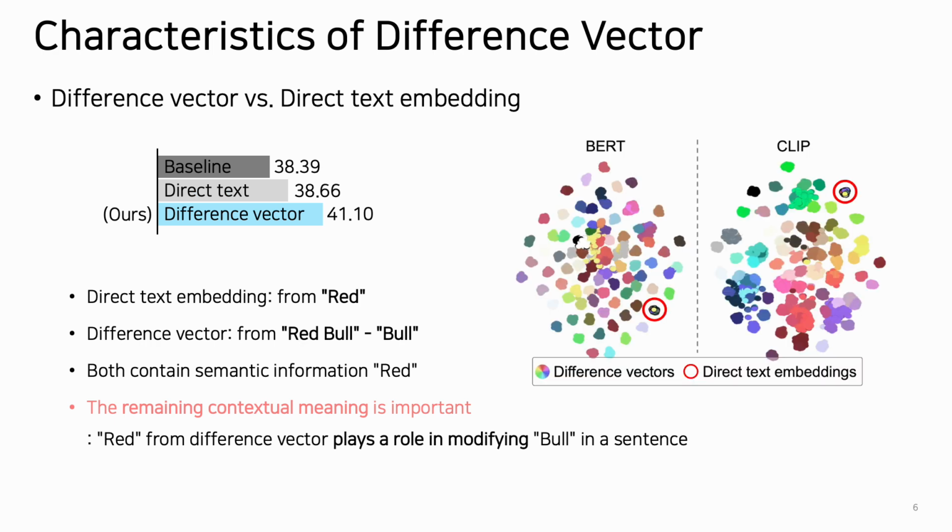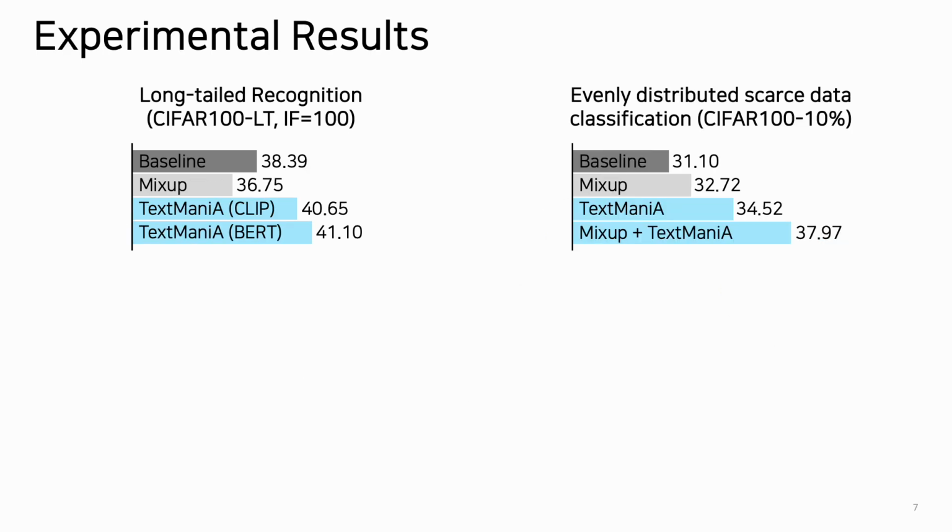This is also shown in the t-SNE plot. The direct text embedding for the attribute yellow is represented as a single point, but the difference vectors for yellow from different classes are represented as clustered multiple points. We think that this slight difference in the cluster is rooted in the remaining contextual information.